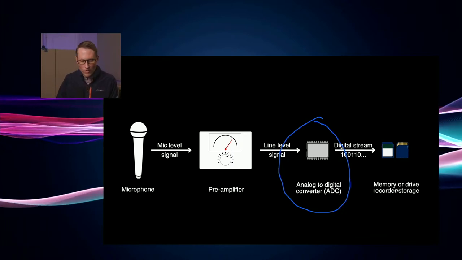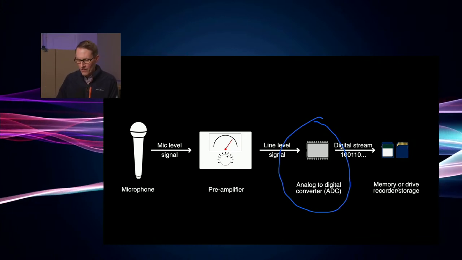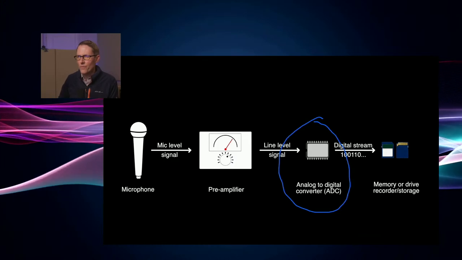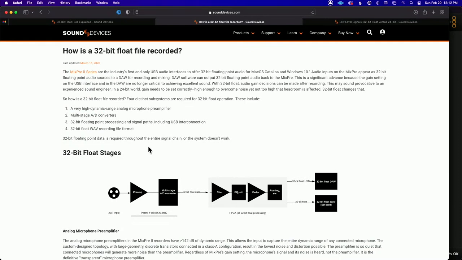What these recorders do instead of using a single analog to digital converter, they actually use multiple. And in fact, if we switch over, Danny, to the Mac here, this is one of the articles that I linked to at Sound Devices as well. And you can see here, they've represented a signal chain here as well. And they've talked about their preamplifier and then a multi-stage analog to digital converter. This is what I mean.